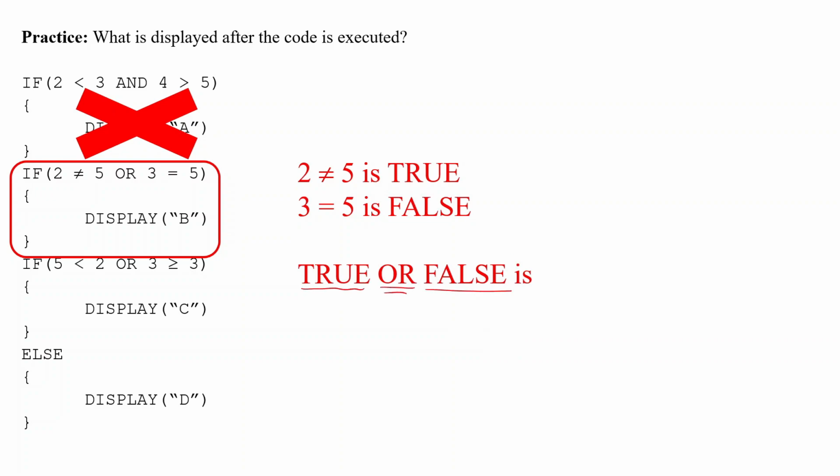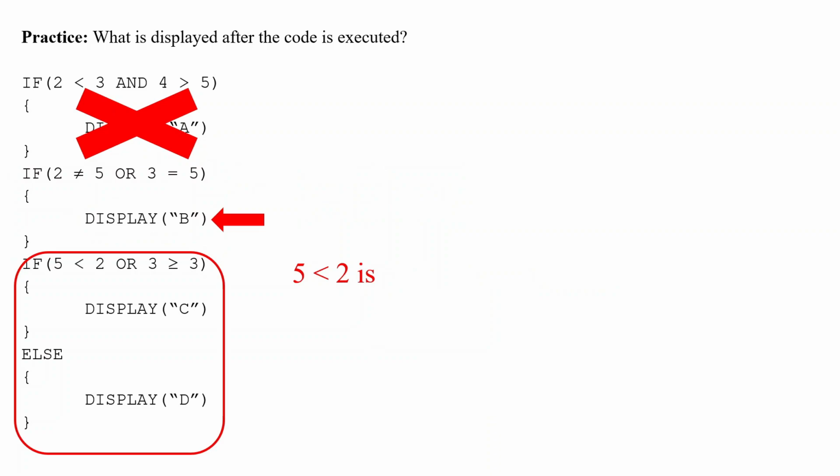Now remember for your ors, when does your or evaluate to true? Your or evaluates to true as long as one or both of them are true. As long as you've got a single true statement in there, your or will evaluate to true. So this whole thing is true, which means that the code inside of that if statement does run. So what would get displayed? B would get displayed. I'm going to write that at the very end here, a little arrow saying yes, B does get displayed here.